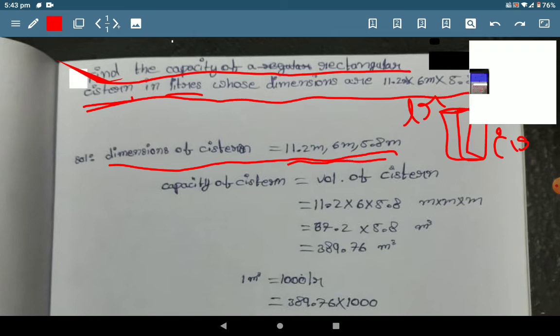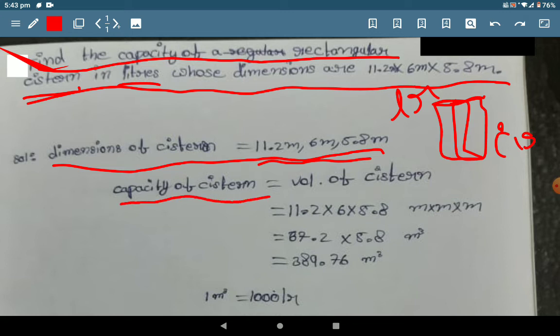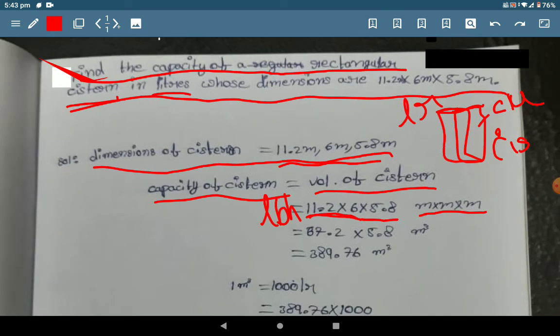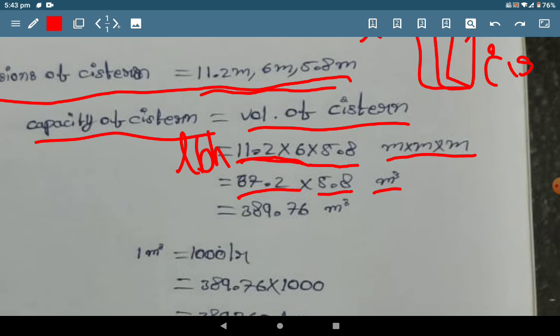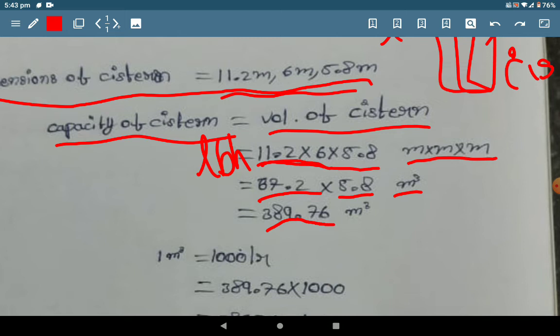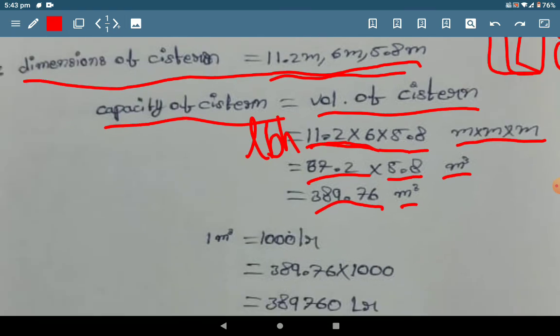Now, capacity of the cistern is the same as volume of the cistern. So, what's the volume of a cuboid? Since this is a cuboid, the volume's formula is LBH. So, 11.2 into 6 into 5.8, meter into meter into meter. So, 67.2 into 5.8 meter cube, which is 389.76 meter cube. Now we know that 1 meter cube is equal to 1000 liters.